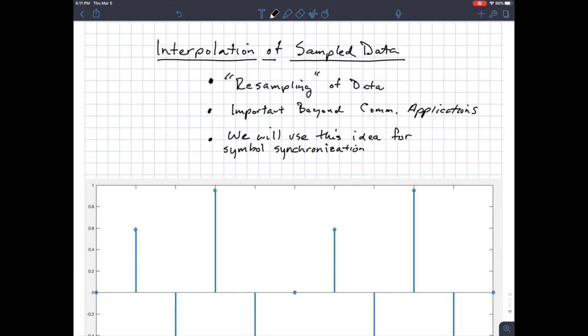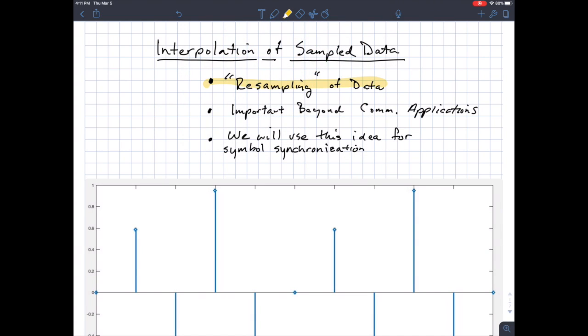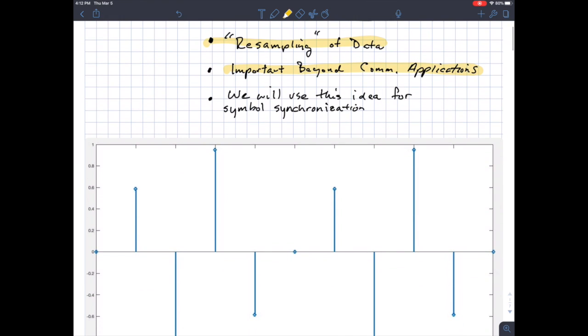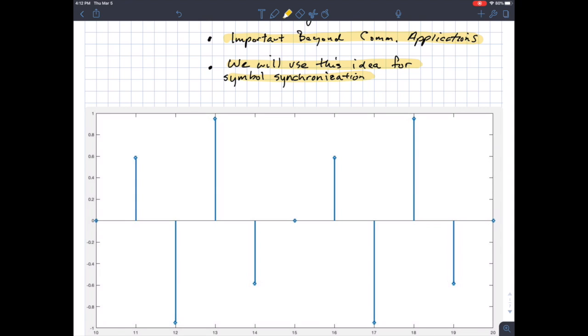But I'm also hoping you make a mental note of the topic in case you ever run across applications where you need to, in fact, resample data. It turns out this comes up in several areas. For example, resampling or some other form of interpolation of data often arises in data science applications. So it's important beyond just our communication application. As I mentioned, we're going to use this a little bit later on to do symbol synchronization, so we'll apply the results in the next part of the course.